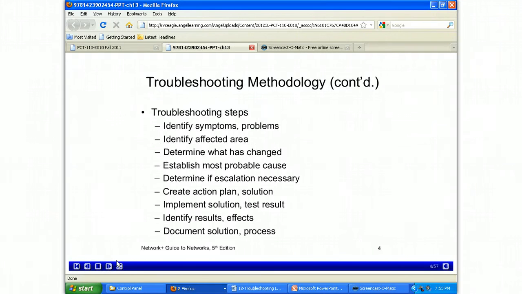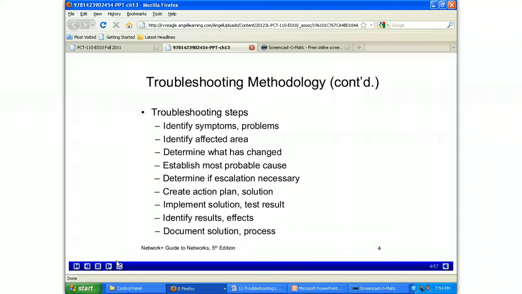So, the troubleshooting steps. First is identifying the symptoms and the problems. Identify the affected area. Determine what has changed. Establish the most probable cause. Determine if escalation is necessary. Create an action plan and a solution. Implement the solution. Test the results. Identify the results and effects. And then finally, document everything to the T.